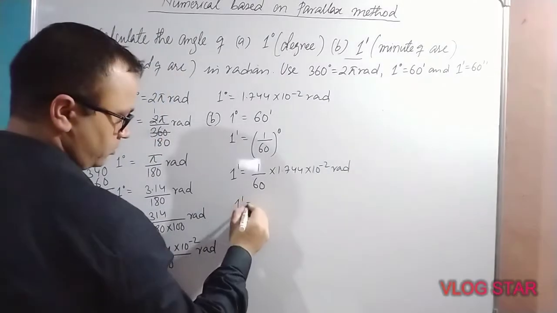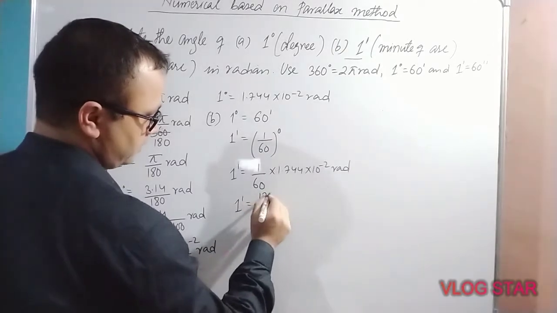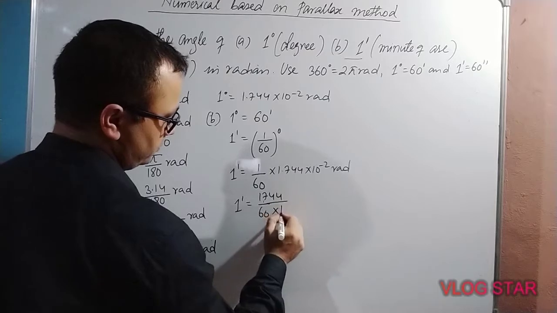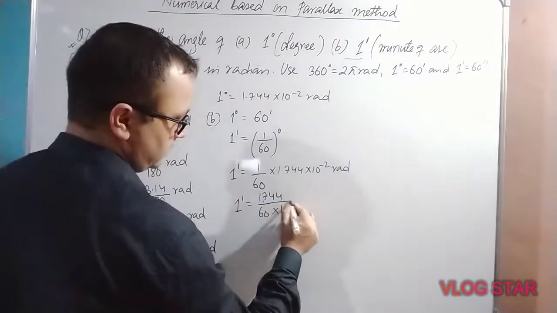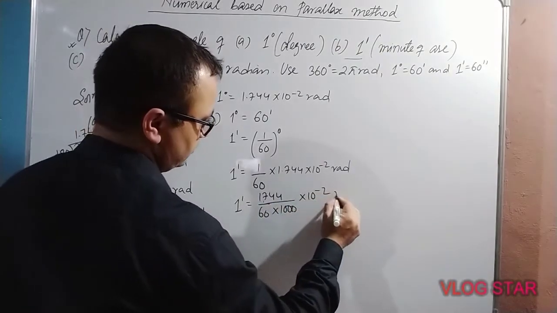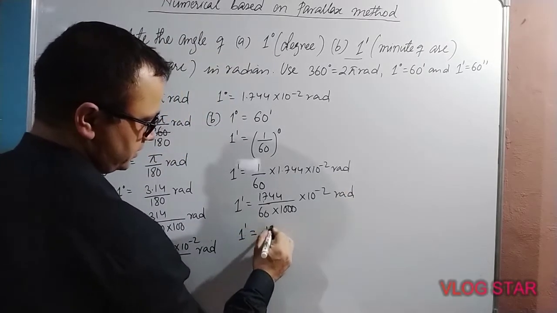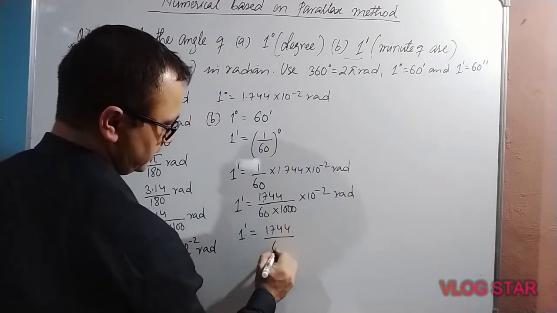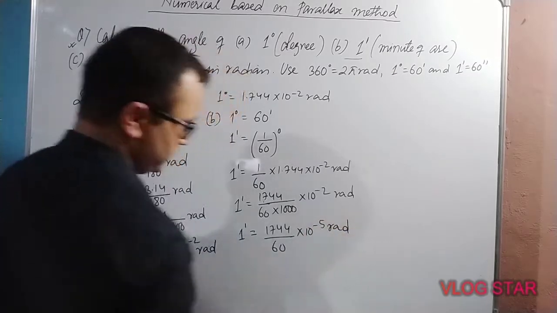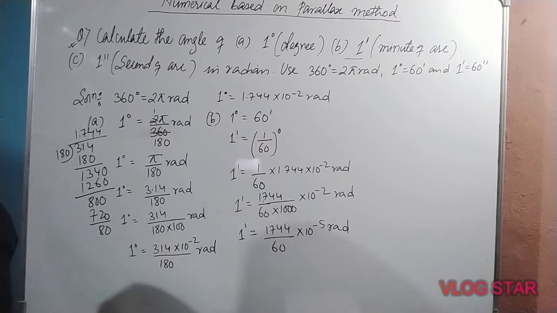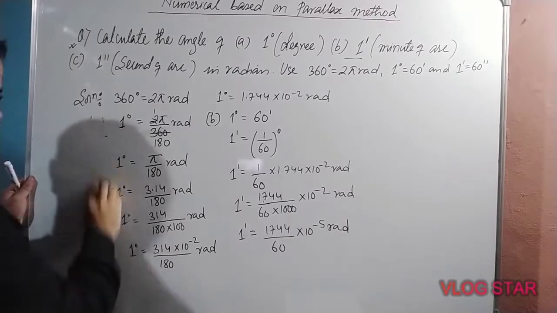So 1 minute equals 1 by 60. Now remove the point: 1744 into 1000, because after the decimal there are 3 numbers, into 10 to the power minus 2 radian. 1 minute equals 1744 by 60 into 10 to the power minus 5 radian. Now divide 1744 by 60.